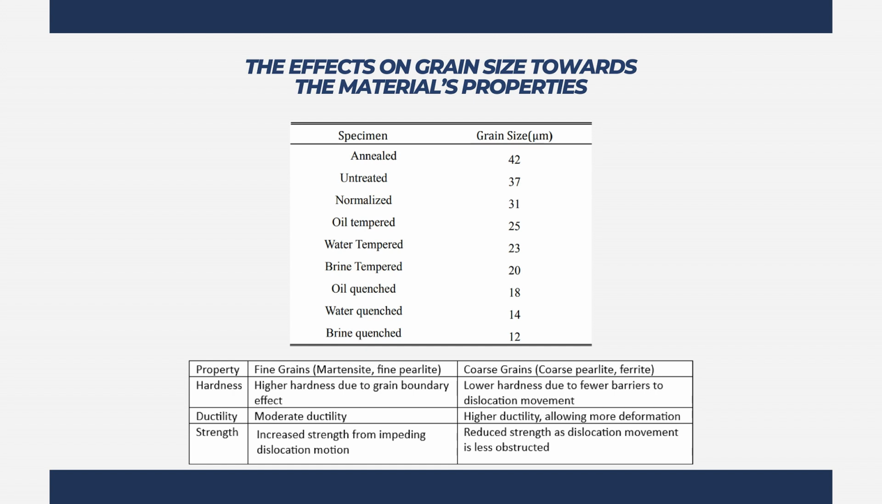So microstructures such as martensite and fine pearlite usually have a small grain size and fine grains, which is useful to increase the hardness of a material because they have many grain boundaries which act as barriers to dislocation movement. This structure also enhances strength by restricting deformation, although it results in ductility that is less than the coarse grain microstructures.